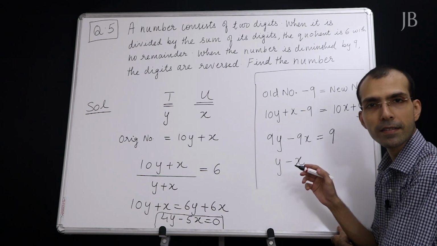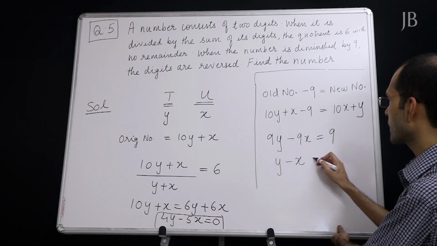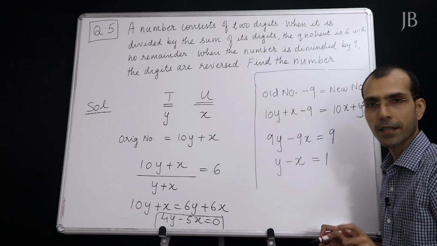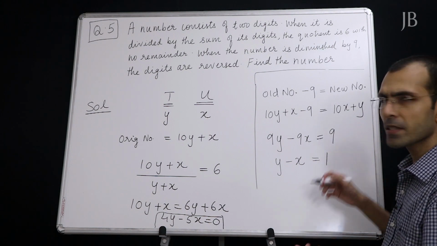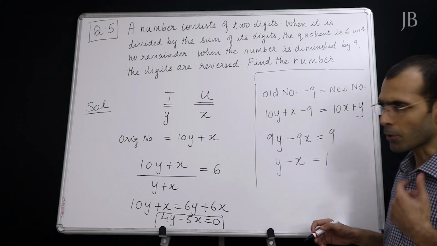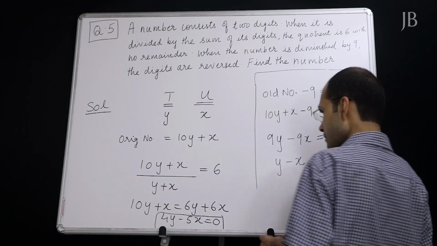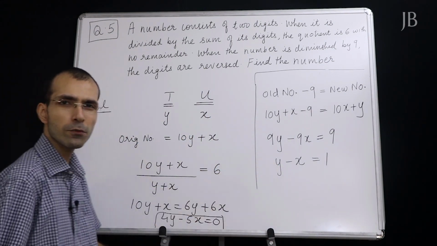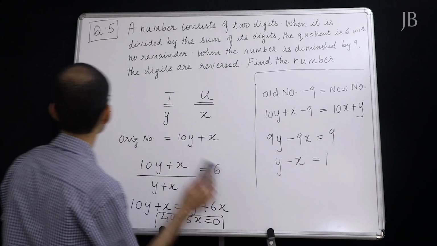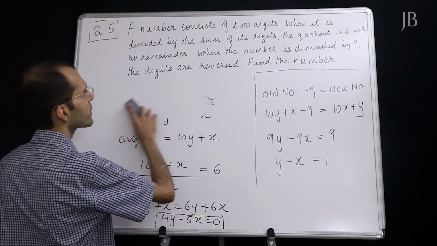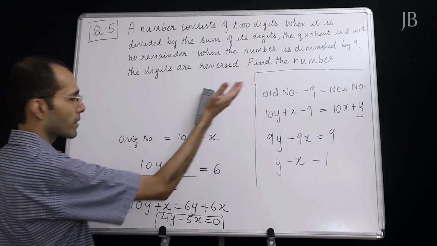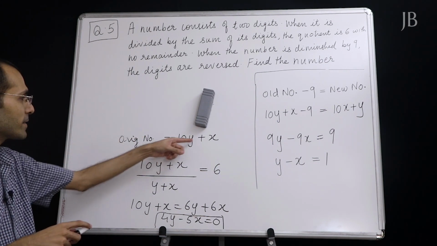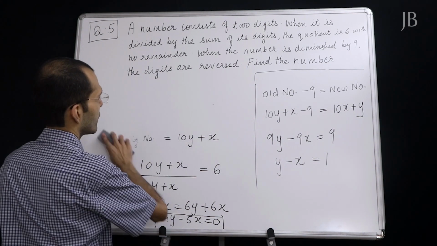So y minus x is equaling 1. Divide each and every term by 9. Wherever possible, we can simplify the equation and deal with smaller equations. Fine, now we have two equations which we simply need to solve. So the framing part is over and they said find the number. Remember, number means the original number, that is 10y plus x.